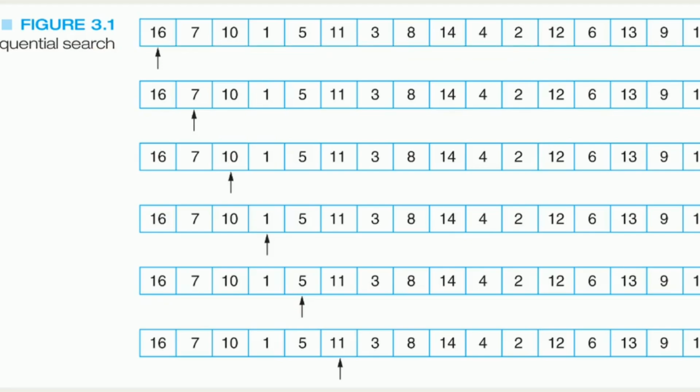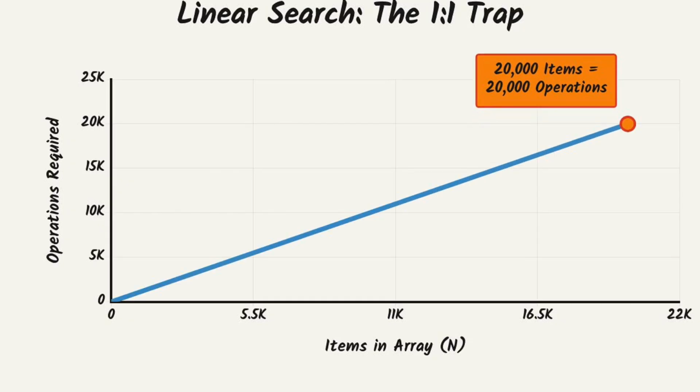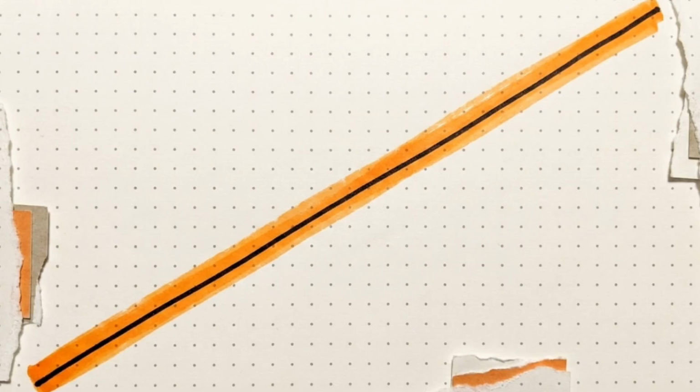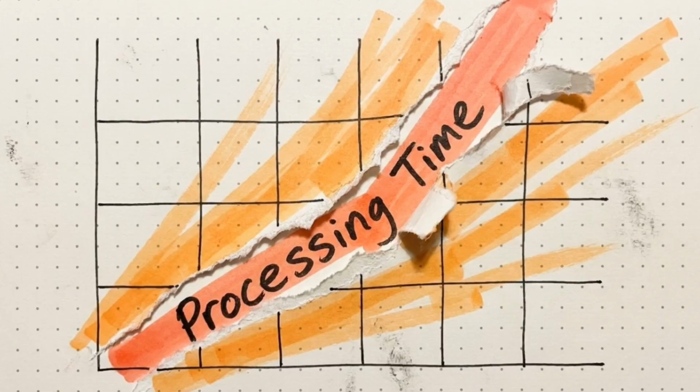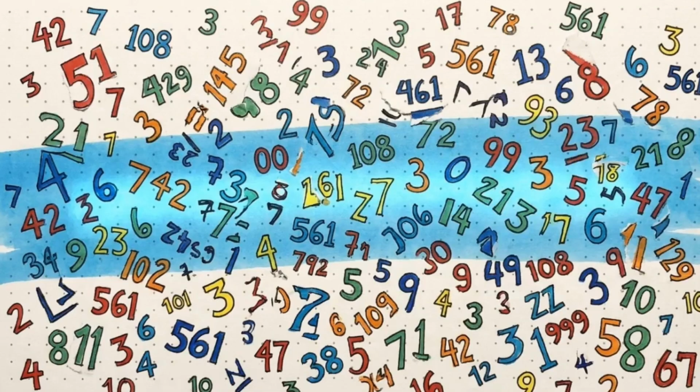But in the worst-case scenario, if the target is the last item, or missing entirely, the computer must check every single box before stopping. In an array of 20,000 items, a linear search might require 20,000 separate operations. Computer science calls this O(n), or linear time, because the work increases in direct proportion to the number of items. Linear scaling is a trap for large systems. As datasets grow into the billions, this one-to-one relationship causes processing times to explode, making a smarter methodology a requirement.